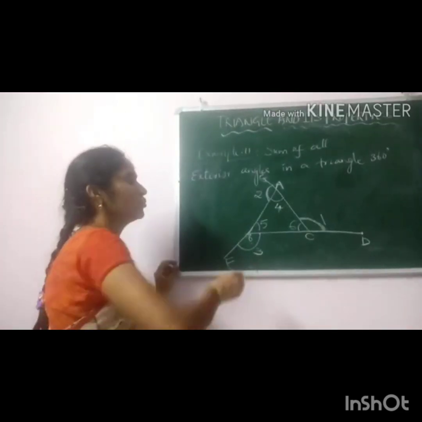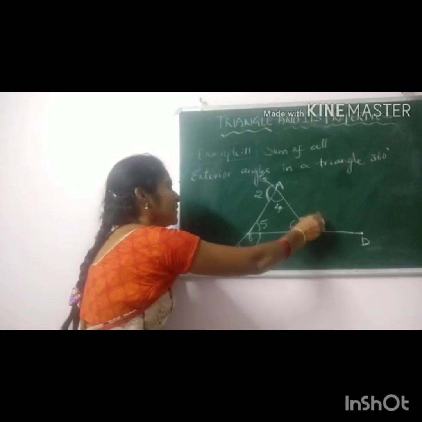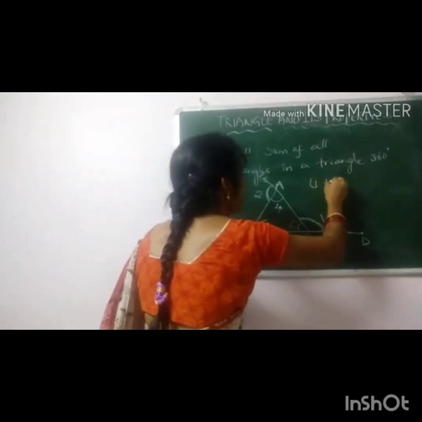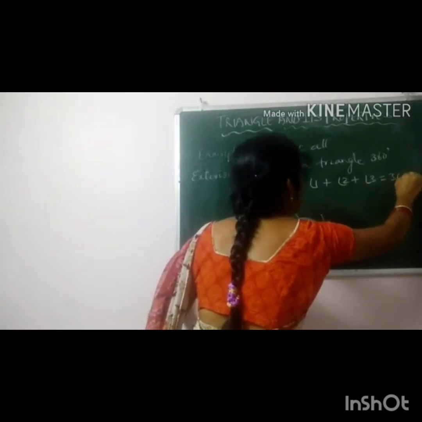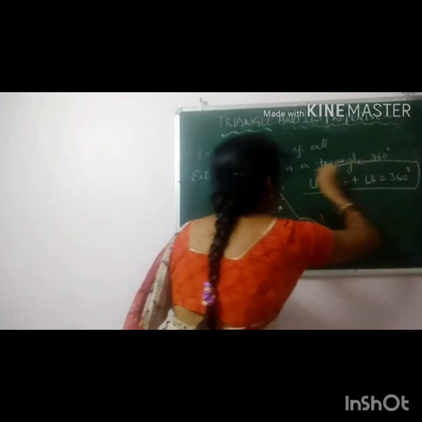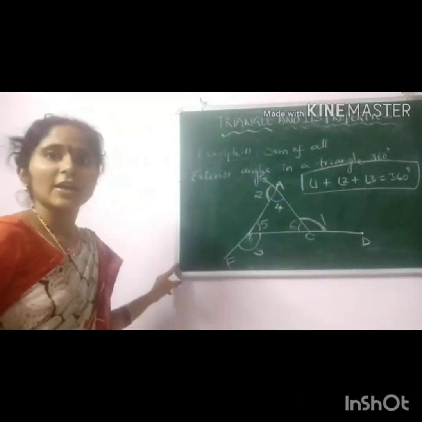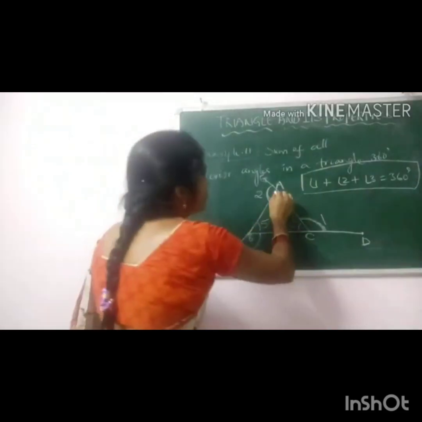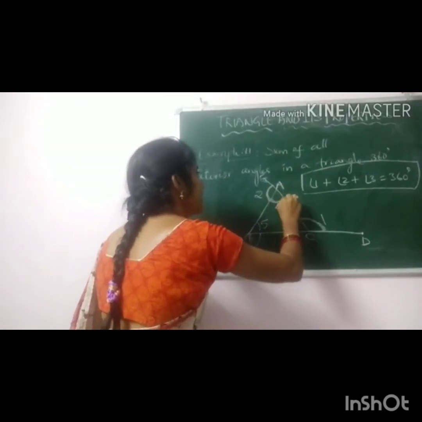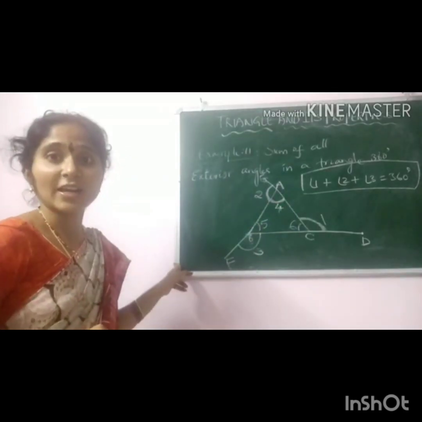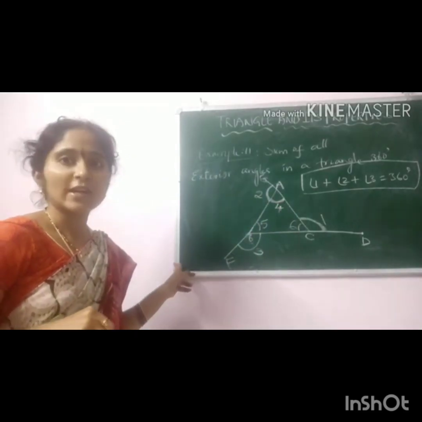Now how to prove this for exterior angles? We need to prove angle 1 plus angle 2 plus angle 3 is equal to 360 degrees. This is our theorem. For that, as we know, observe here. What is this angle? Straight angle. Straight angle measures 180 degrees.